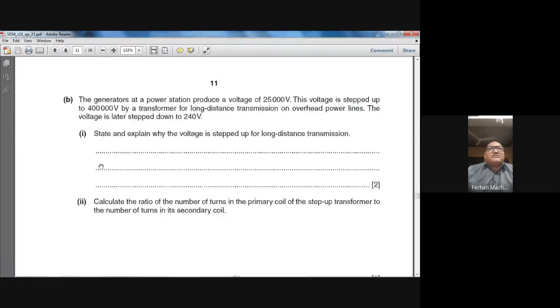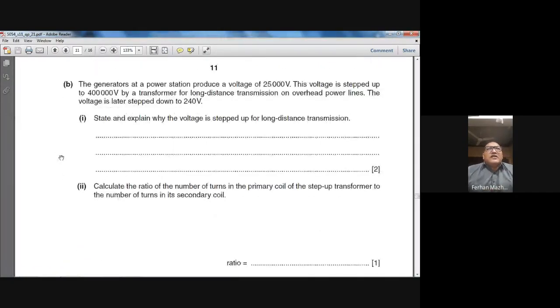And here we go. The generators at a power station produce a voltage of 25,000 volt. This voltage is stepped up to 400,000 volt by a transformer for long distance transmission on overhead power lines. The voltage is later stepped down to 240 volt. State and explain why the voltage is stepped up for long distance transmission.